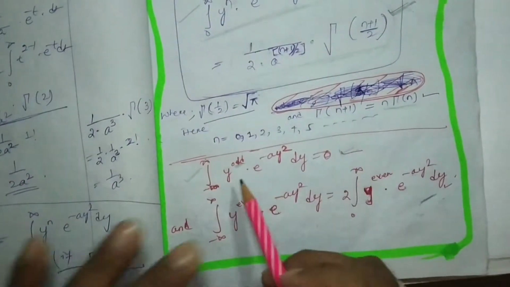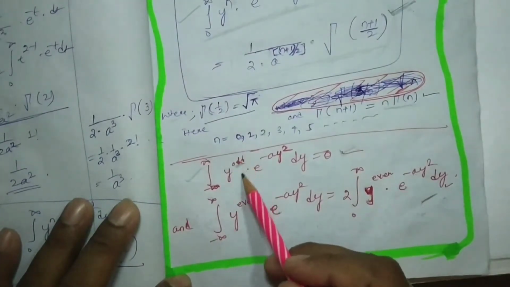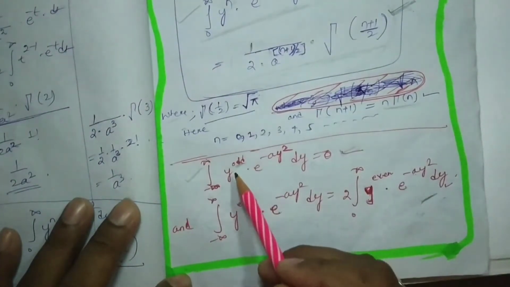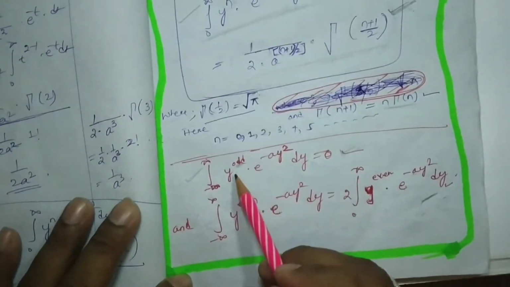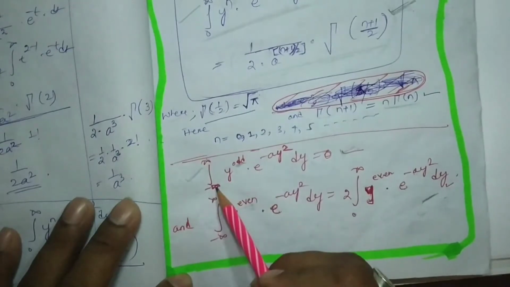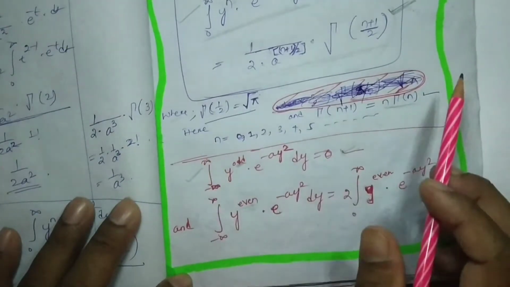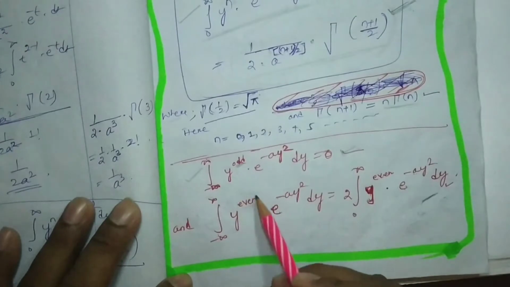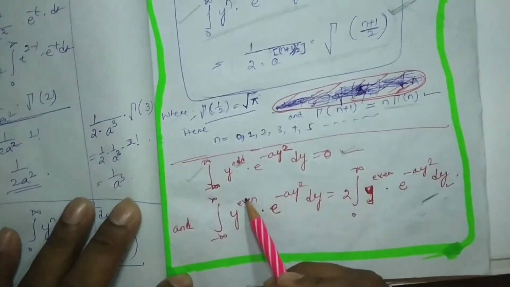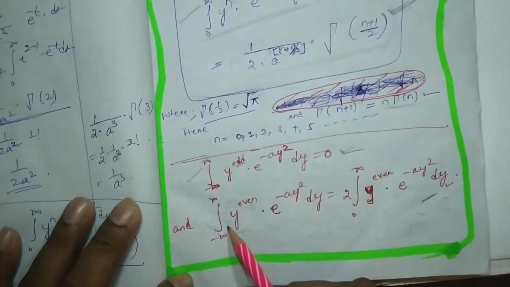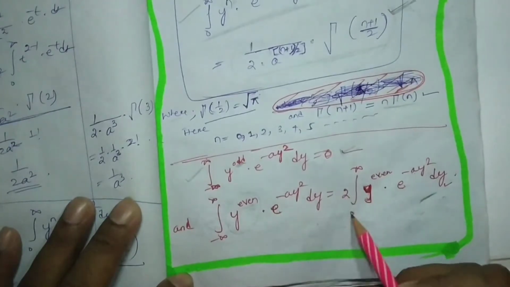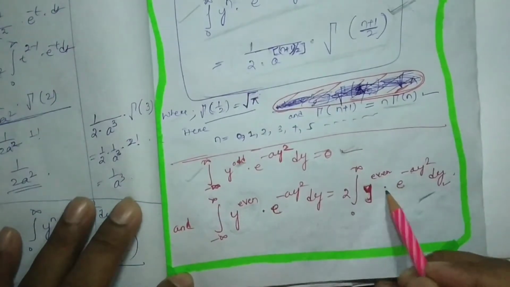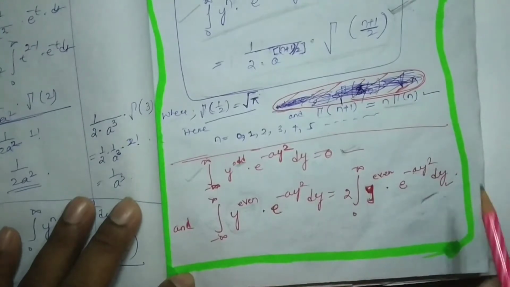This we know, because if y to the power odd, then it will be odd, and the exponential function is always even. Odd into even will be odd, so the integral from minus infinity to infinity will be equal to 0. And if y to the power is even, then this will be even, and even into even will be even. So it can be written as 2 into the integral from 0 to infinity of y to the power even into e to the power minus a y square dy.